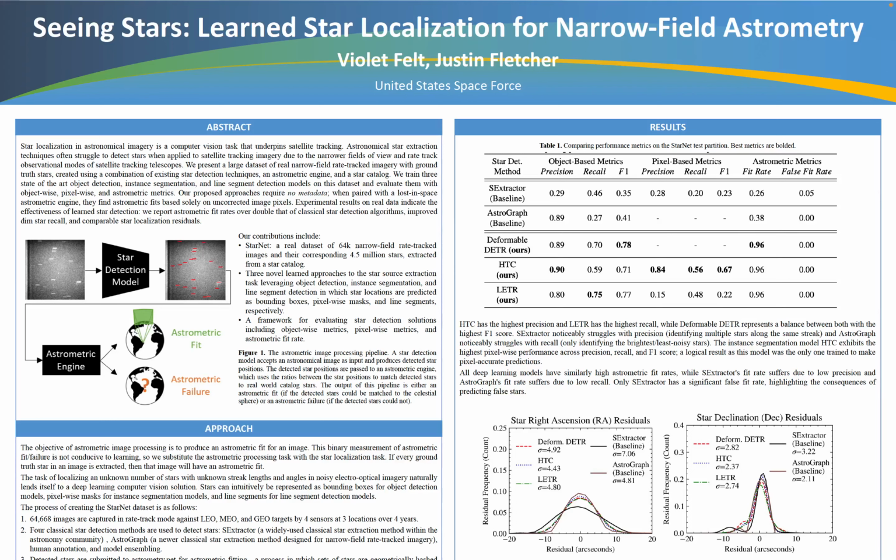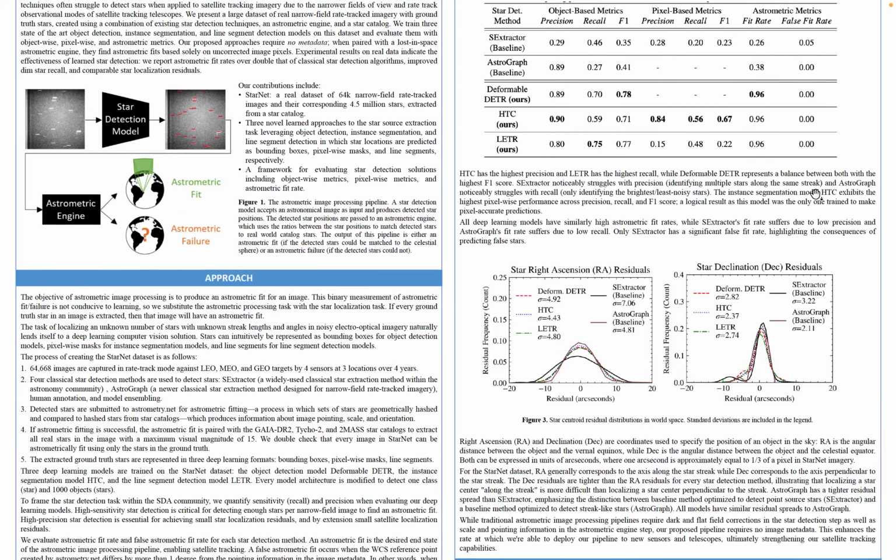One other figure I want you to note in this diagram is that Source Extractor has a false fit rate that is non-zero. So a false fit rate occurs when the stars that are detected by the star detection method are matched to a portion of the sky that isn't actually the portion of the sky that the telescope is looking at. So this is really bad because it means that whatever satellite is in that image, we're going to get a data point for the location of that satellite that is an outlier and incredibly false.